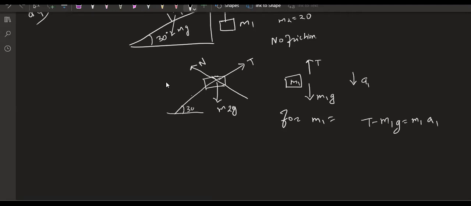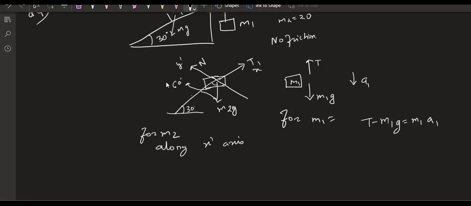So this angle would be, tell me, what is this angle? 60, right? Yes or no? 60. So this M2 will have two components, one in this X direction, one in Y direction. Okay, so let's write for M2, M2 along X axis. This is your X axis, this is your Y axis. X dash, Y dash.